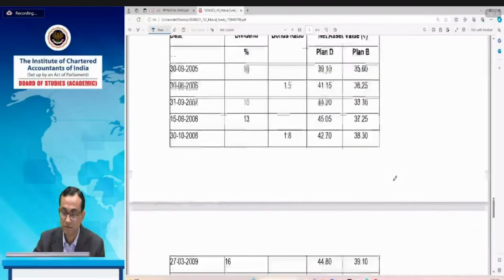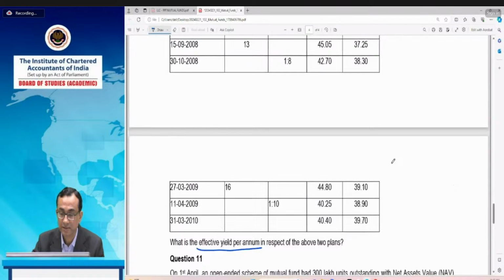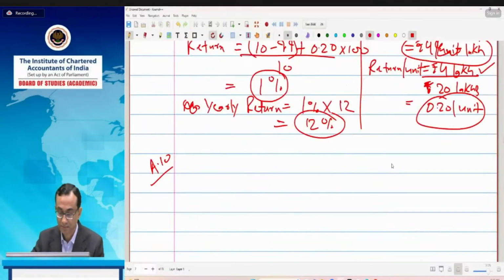Now what you have to do is calculate the effective yield per annum. So how is effective yield calculated? We did it before in our assignment portion. Effective yield is total yield divided by the initial investment into 100 into 365 upon number of days investment held. So first of all, we calculate the total yield by both this dividend plan and the bonus plan, and then effective yield can be easily calculated. So first we approach the dividend plan.